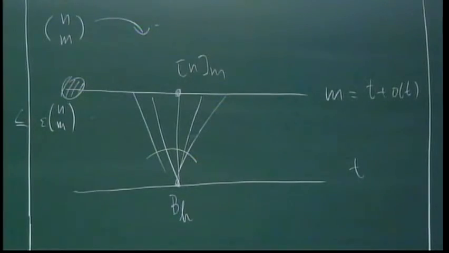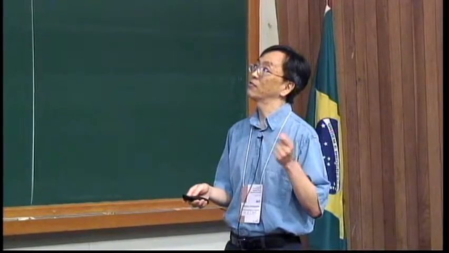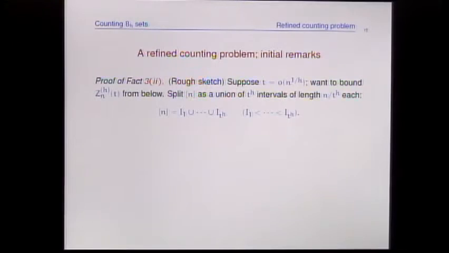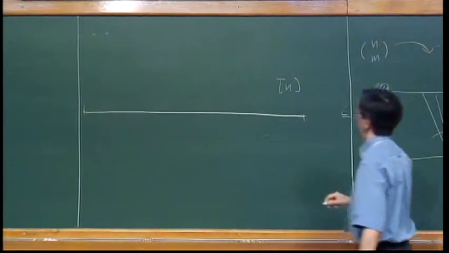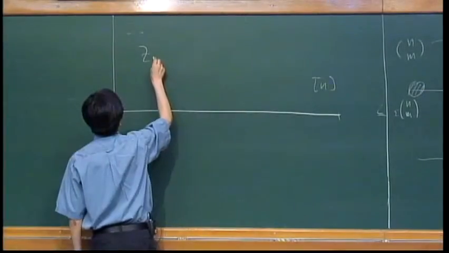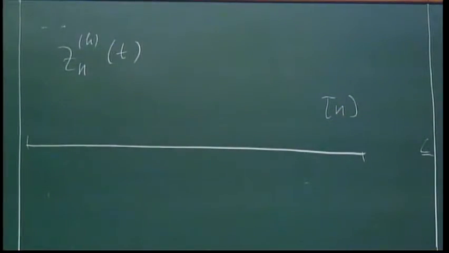OK. So now we want a different bound. We want a bound in a different range, so we allow t to be bigger. So t can be close to n to the 1 over h. So the procedure now is the following. Here is brackets n. We split brackets n, and I'm interested in this quantity, a BH set with T elements.